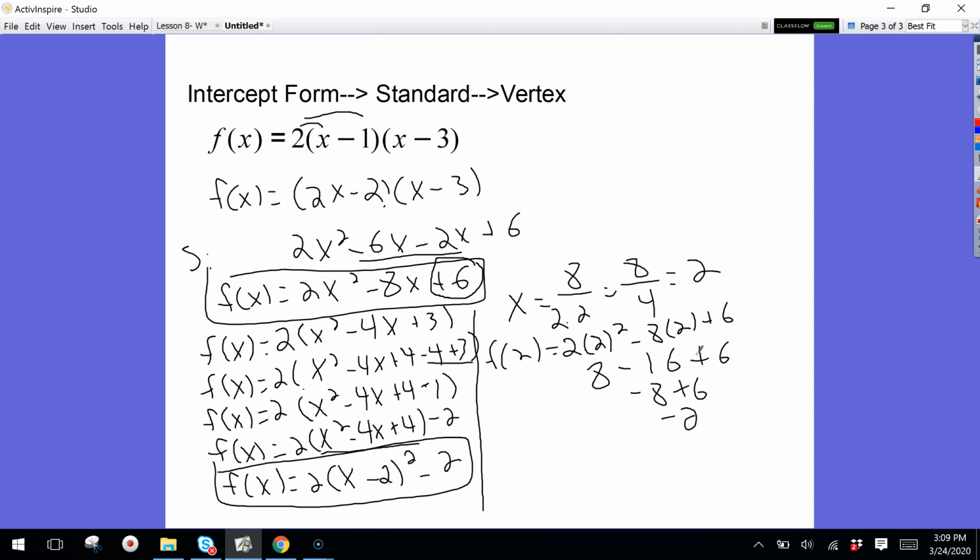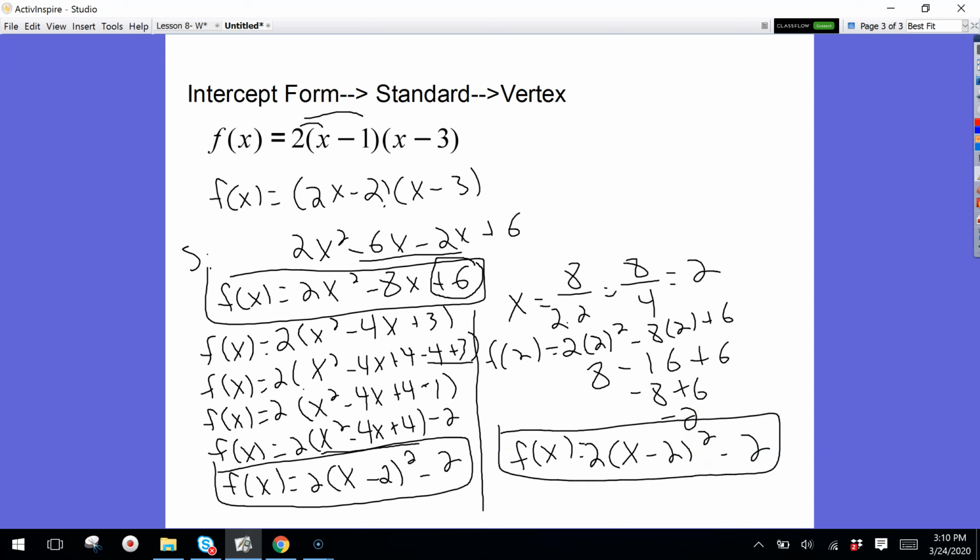And so now I can write my equation. Remember that the a value of this, which is the a value of this, which is the a value here, is all the same number. So my a value is going to be 2, and then my vertex is going to be x minus 2 squared minus 2. So this is the same idea. One way was completing the square, the other way was getting the vertex, plugging it in, and putting it into my formula that way. So either way would get you the same answer.